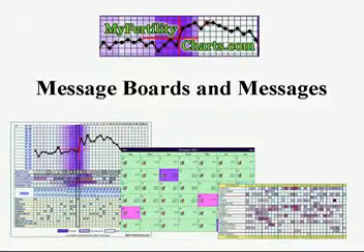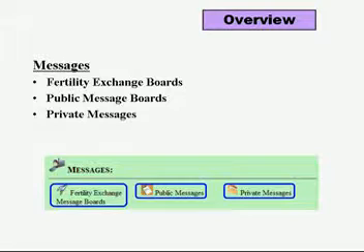MyFertilityCharts include several message board systems which enable users to send messages to one another. We will now discuss these briefly. From the main menu, you will find that there are 3 different types of messages that you can send and access these systems by using the 3 links which can be found under the Messages category on the main menu. These include the Fertility Exchange message boards, the public message boards, and private messages.